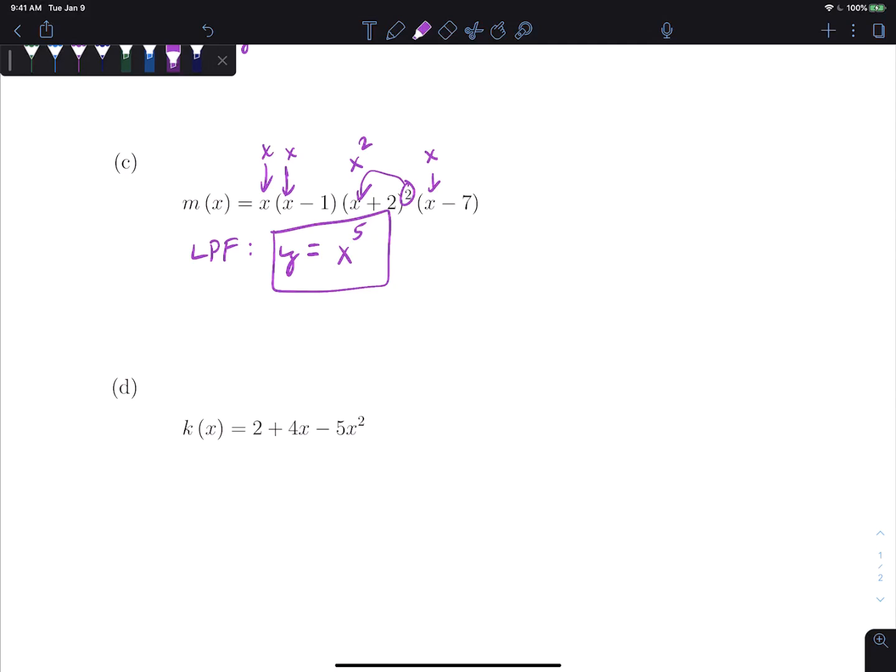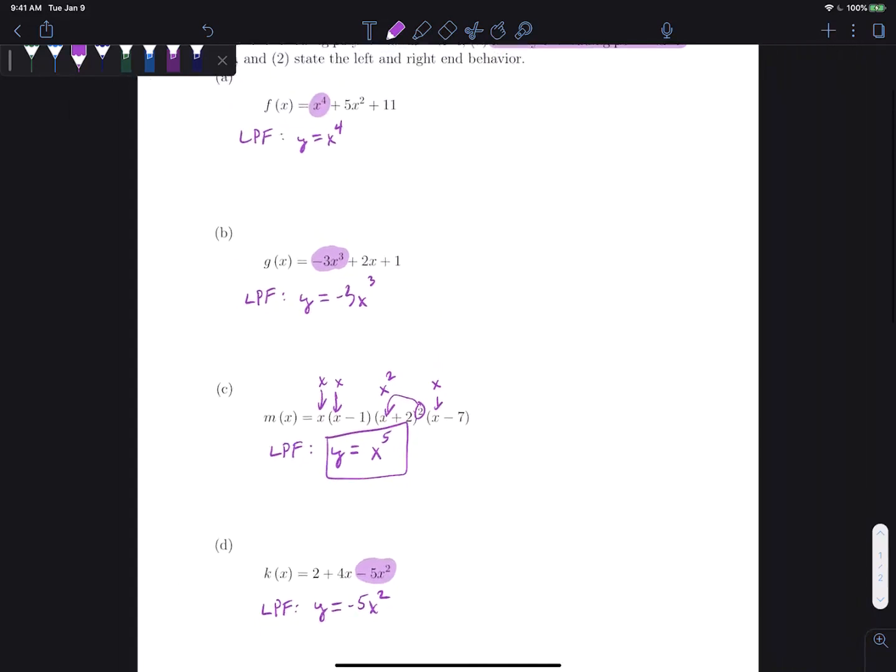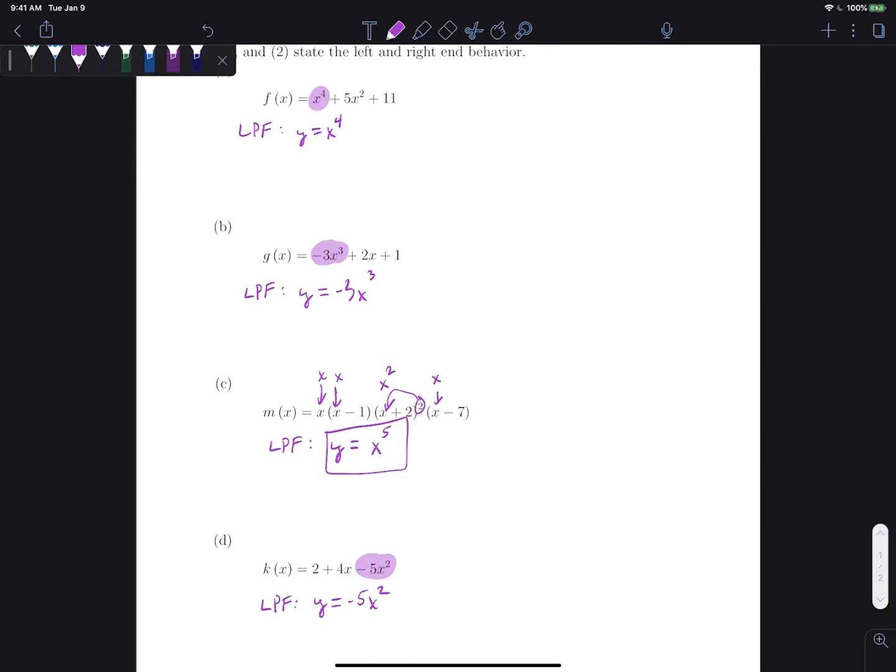Next, let's look at letter D. We have k of x is equal to 2 plus 4x minus 5x squared. Notice that this is not written in descending order, so we need to be sure to look at the highest degree term, which is negative 5x squared. That's going to be our leading power function. Now that we know that, we have all four leading power functions. What we need to do is identify what the end behavior is going to look like here.